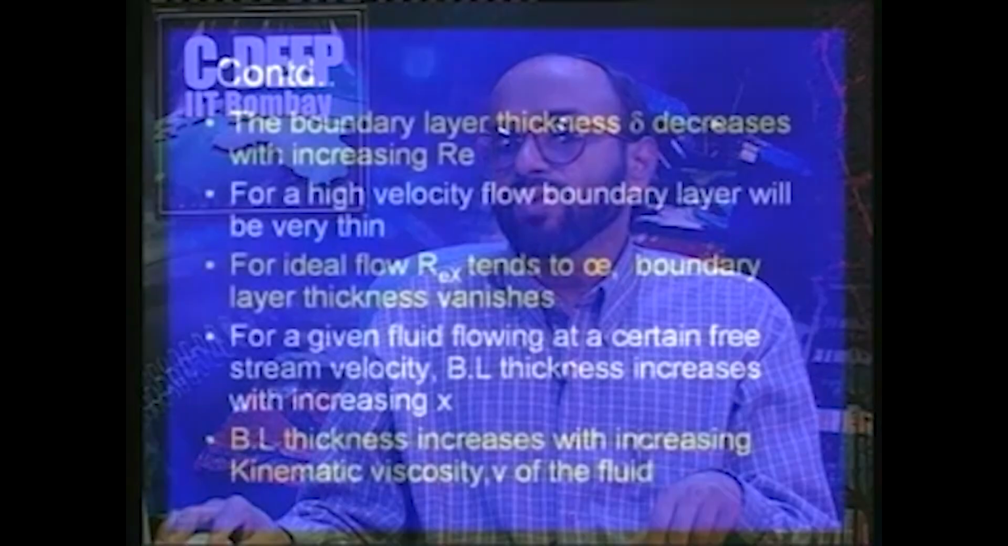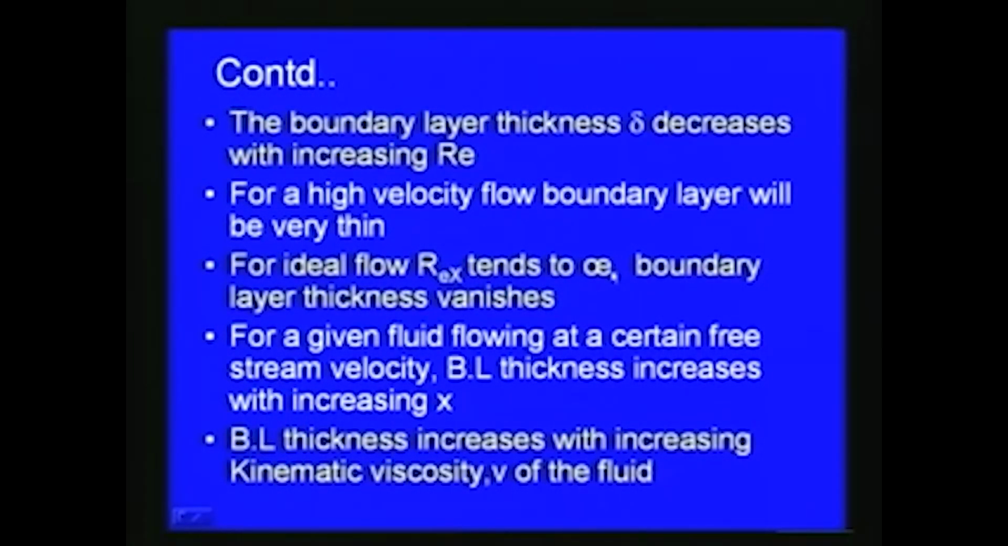Another important observation is that for ideal flow, the Reynolds number tends to infinity, so the boundary layer thickness vanishes. We have already seen this earlier. In the case of going from a real fluid to an ideal fluid, the Reynolds number tends to infinity and the boundary layer finally vanishes. So, that is what we observe: for an ideal fluid there is no boundary layer.